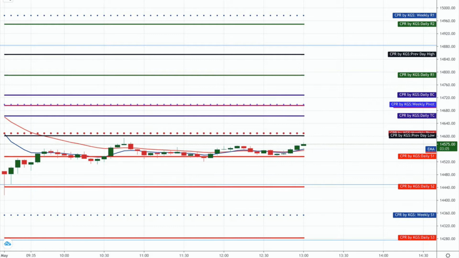The indicator which I use is CPR by KGS, and I use exponential moving average lines also, 20 EMA line and 8 EMA line. The blue lines which you see are my CPR, central pivot range, and the green lines you see are my resistance 1 and resistance 2, and the red lines which you see are my support 1, support 2 and support 3. In between, the black lines are my previous day high and previous day low, and the dotted red and blue lines are my weekly resistance, weekly pivots, monthly supports, etc.